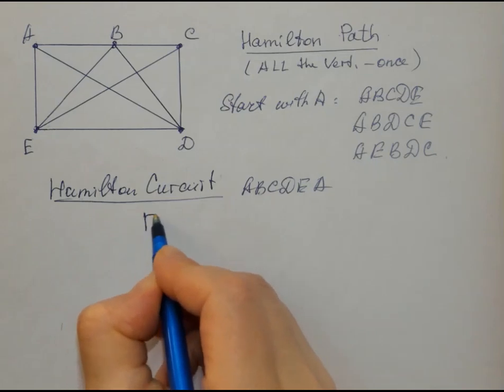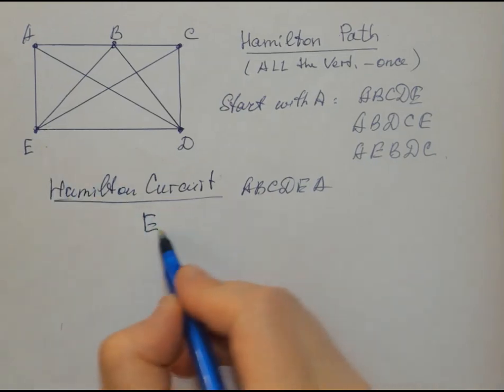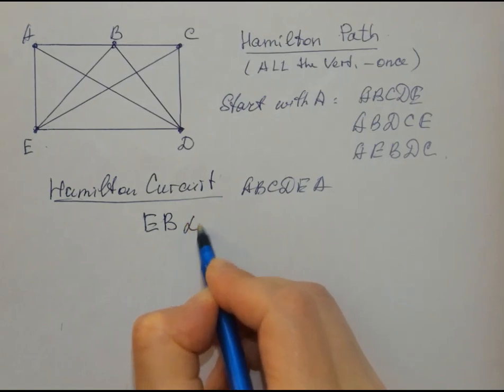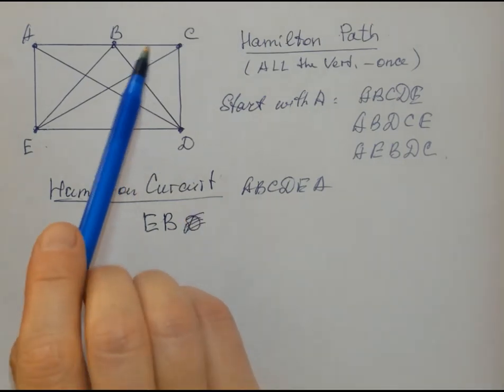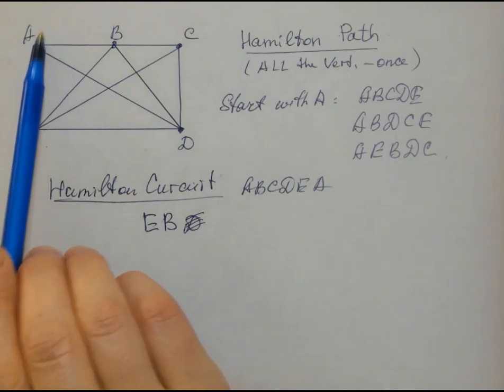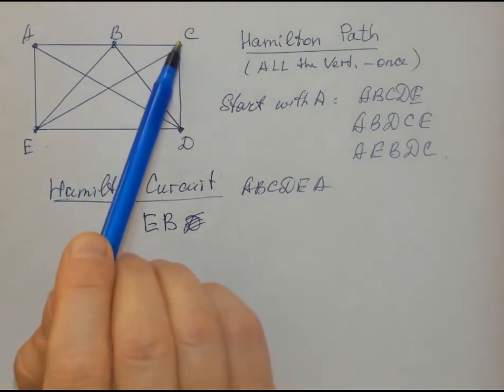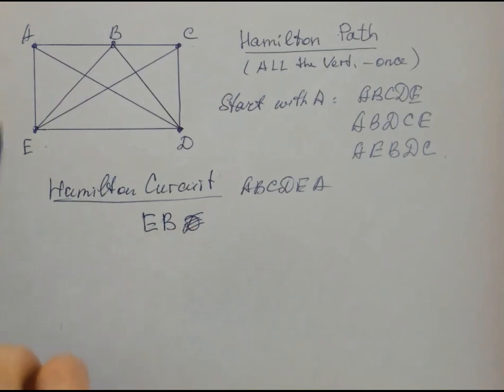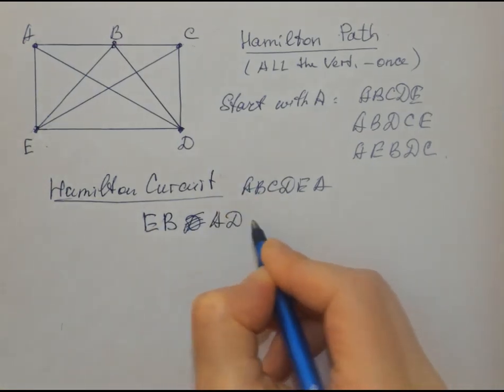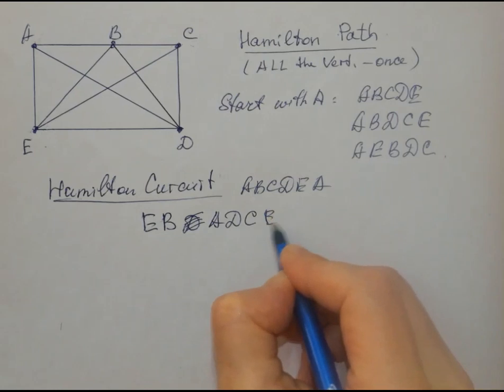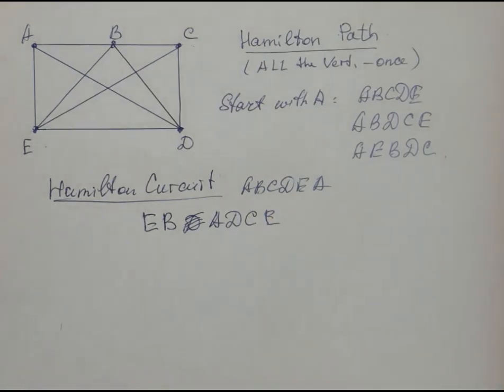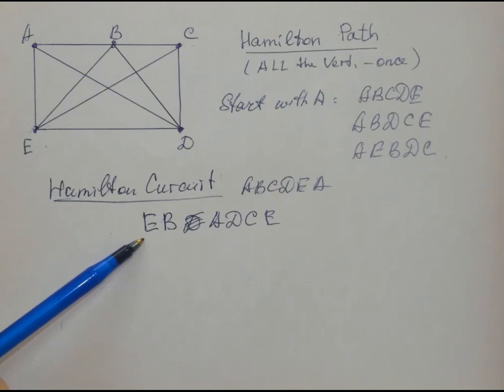For example, if you start with E, then we can go to B, D. You see, it is not a complete graph since there is no edge from A to C. So then to go through every vertex only once, we must change it a little bit: A, B, E, B, A, D, C, E. So this is the Hamilton circuit starting with and ending at E.